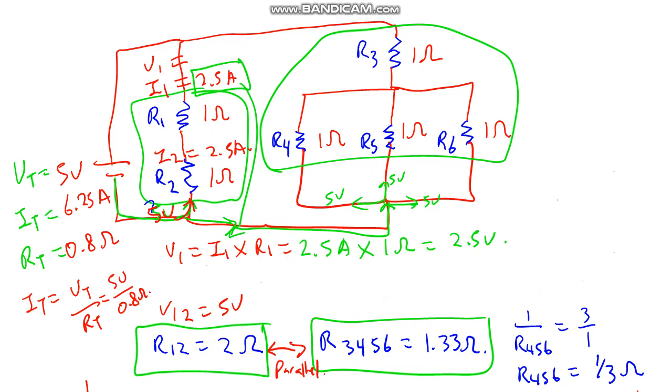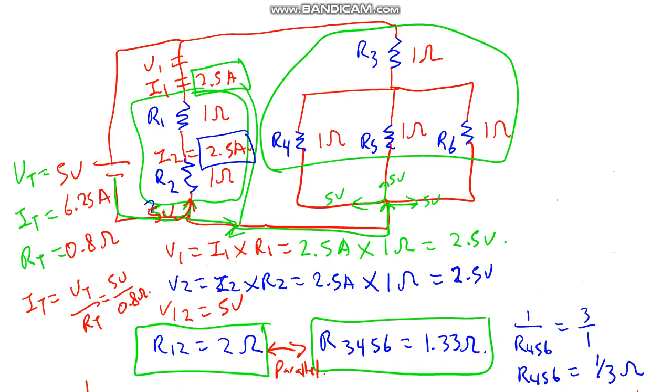And you can do the same thing for V2. V2 is I2 times R2. And I2 was 2.5 amps. So it's 2.5 amps times resistance 2, which was 1 ohm. So it's 2.5 volts, which we could have got since the resistance is the same.